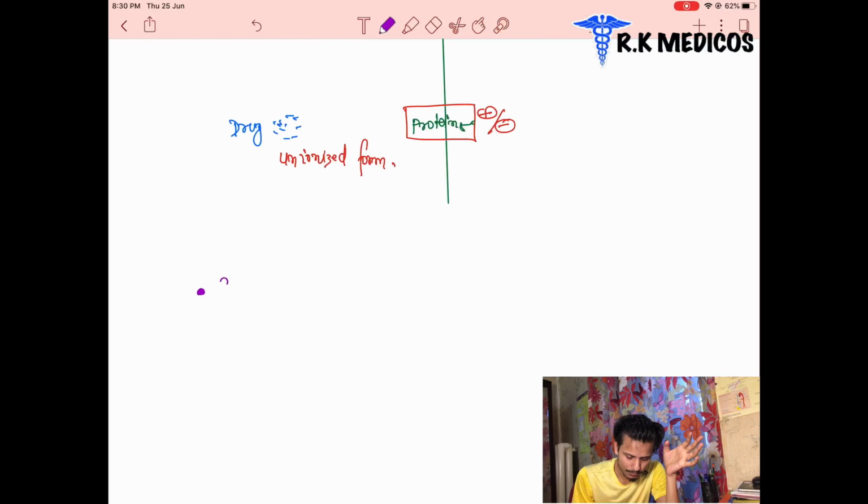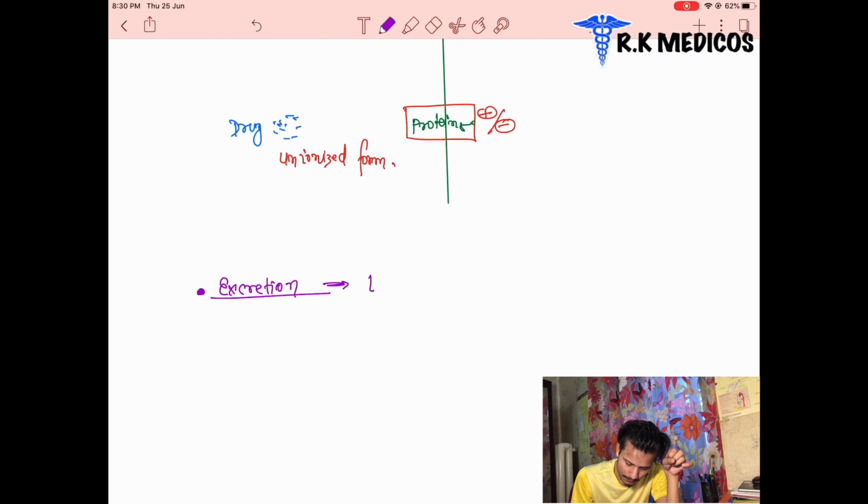We use some terms. We use the term excretion. Excretion means the drugs are metabolized and exit from the body. First we discuss excretion. How are drugs excreted?